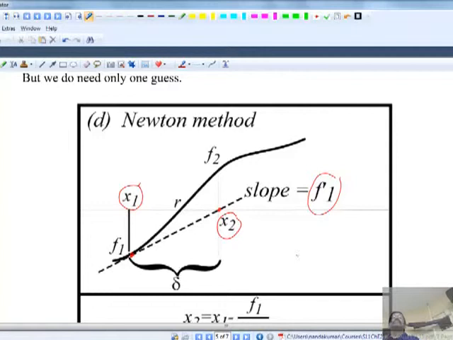Instead of making two guesses, putting a chord through that, and asking the question, where does the chord cut the x-axis, give me only one point, but give me the ability to take the derivative of the function. That's very important. Okay? Then I will take the derivative, and I draw a tangent to that, I can calculate the slope. The slope is the derivative. If I know the derivative, I evaluate the derivative at that point. So I can construct an equation for the tangent line. And then ask the question, where does the tangent line intersect the x-axis? And that becomes my better guess.